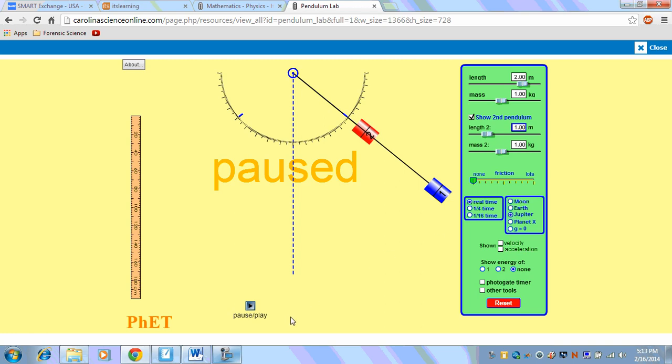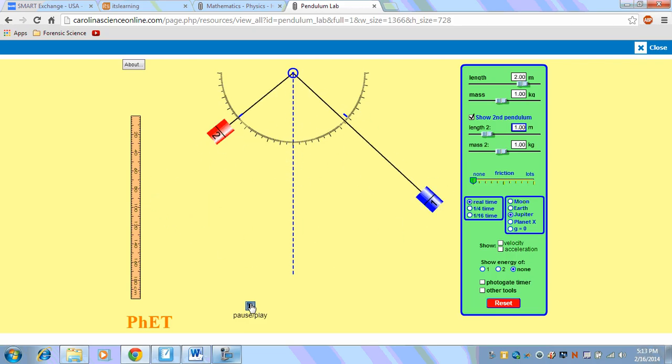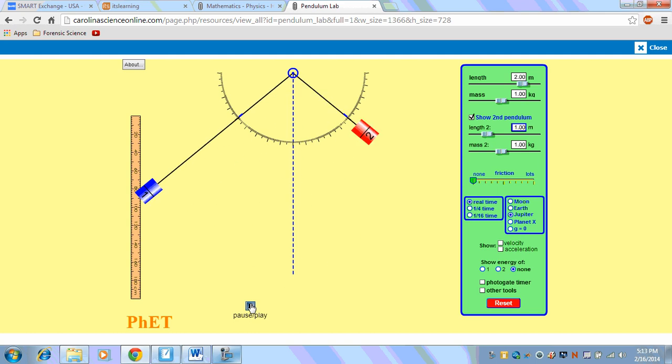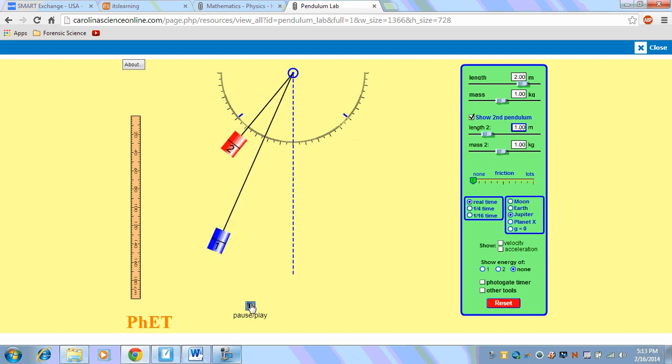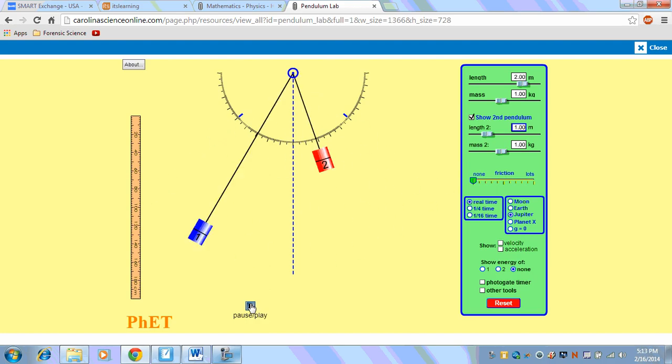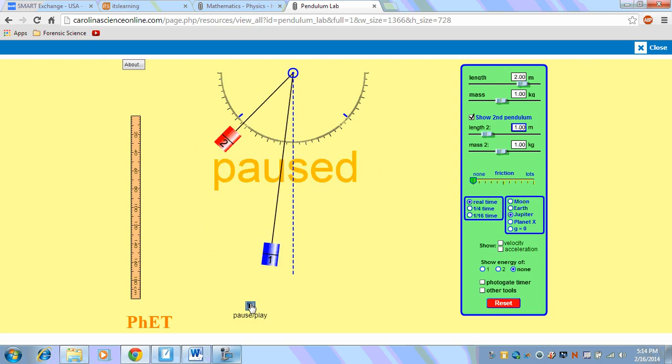Take a look at it and write down any observations you see. If you notice, these things are like cruising. They're speed rocketing back and forth. Now, this makes sense because we said that the gravity on Jupiter is like 16 times that of the Earth. Because of that, it has a stronger pull on these bobs, right? That means that there are only two things that affect the motion of pendulums.